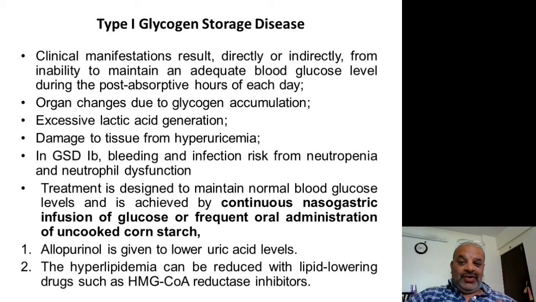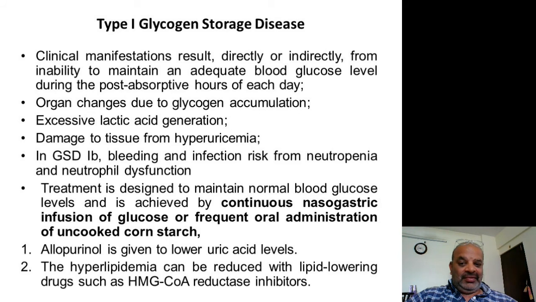Organ changes are going to be there because of glycogen accumulation. Excessive lactic acid is getting generated. You will also have damage to tissues from hyperuricemia. If you look at type 1B, you will see that there is bleeding as well as infection risk from neutropenia as well as neutrophil dysfunctioning.